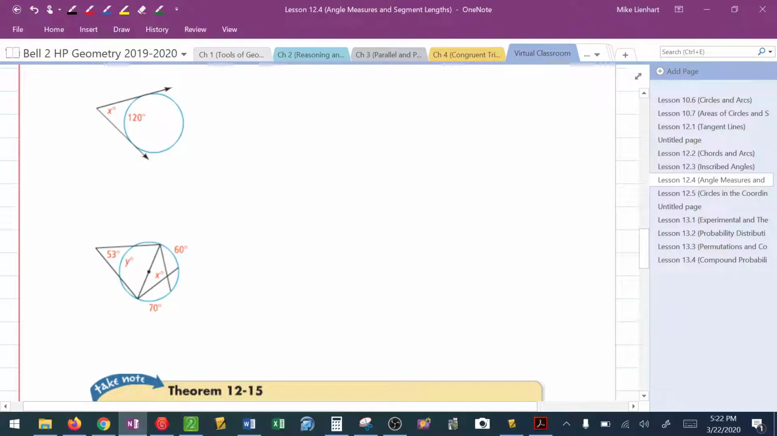Okay, take a look at this next scenario. So we have a vertex out. We're given one of the arcs is 120. If that arc is 120, I know that this arc is 240, because 120 plus 240 would add up to 360. All right, so I know x is going to be half the difference, 240 minus 120, or x is going to be half of 120, so x is going to be 60 degrees.